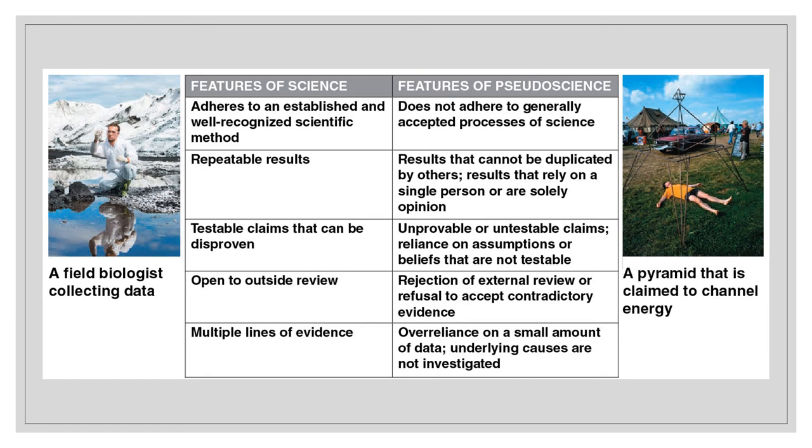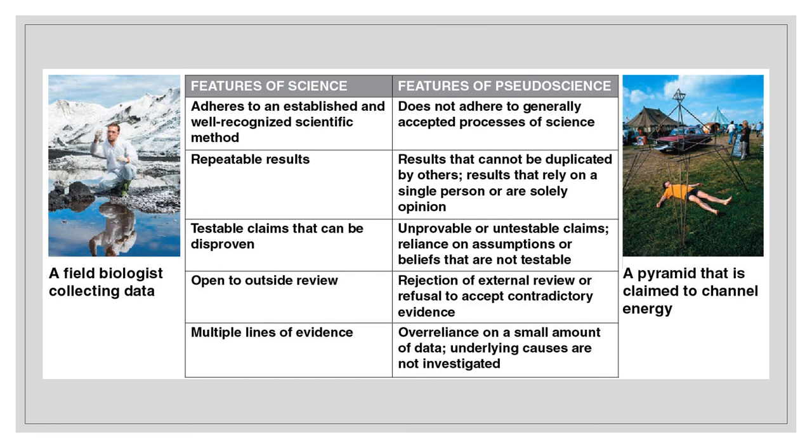So when we're looking at science versus pseudoscience, here is a list of what you would see in science versus pseudoscience. The main difference between these two things is that in science, you're going to use the scientific method. You're going to have results that are repeatable, so someone else can do your experiment and get the same result. You're going to have a testable hypothesis that possibly can be disproven. Okay, remember, I talked about hypotheses. They have to be testable and falsifiable, so that means that they possibly are wrong. You have to be open to outside review, and there needs to be multiple lines of evidence.